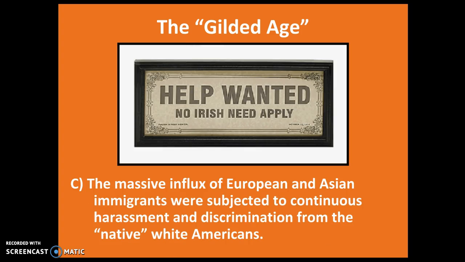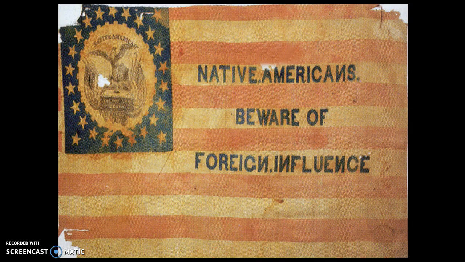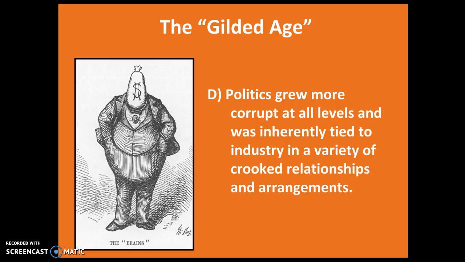You're also going to see a massive movement of immigrants into our country, and this is where America is going to really get that label as a melting pot, or what I like to refer to as a mixed salad. A lot of immigrants are going to come in, but they're going to receive a lot of discrimination. They're going to receive a lot of harassment for not being from our country. And unfortunately, we're going to see a big nativist movement, which is going to be a movement to really try to keep America from having more immigrants coming in. You can see here on a flag of a political party that actually was created around this.